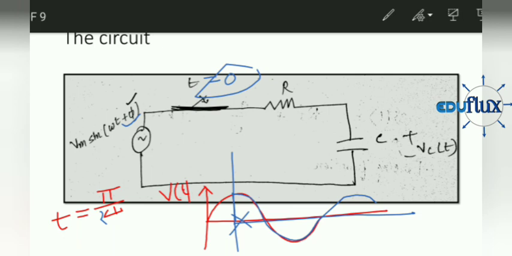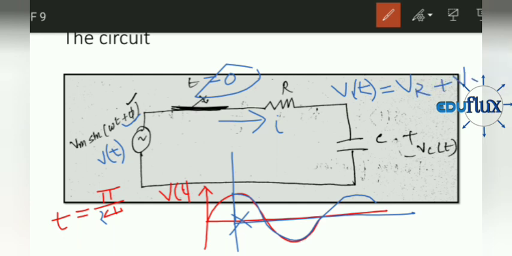We'll apply KVL. So this is Vt. That is our source, or we can also call it the forcing function. This is Vt, and a current I is flowing. Vt is equal to IR plus, say, this Vc. So I can write Vt, the forcing function, is equal to Vr plus Vc. These are also functions of time. I don't have space here, I will be writing it in the next slide.